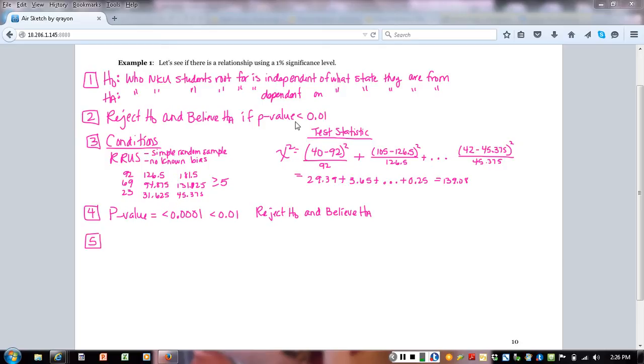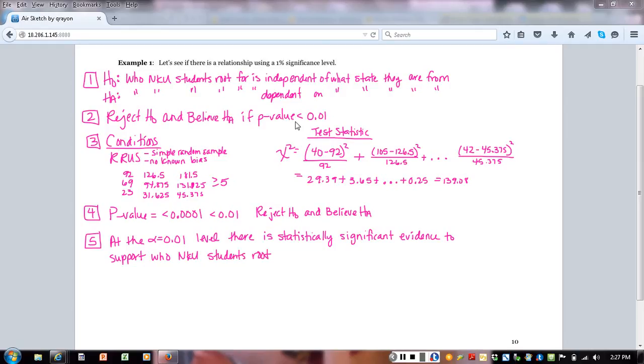So in step 5, before we had 2 interpretations, we are just going to go down to 1 at this point, and we're just going to do the alpha one. So that's really what a hypothesis test is about, the decision here. So our alpha is 0.01 level. We rejected, so there is statistically significant evidence. Notice it's starting the same way: alpha, whether or not it's statistically significant. And remember, the last part is the alternative hypothesis in words. So there is evidence to support, and notice here our alternative hypothesis is already in words, that who NKU students root for is dependent on what state they are from.